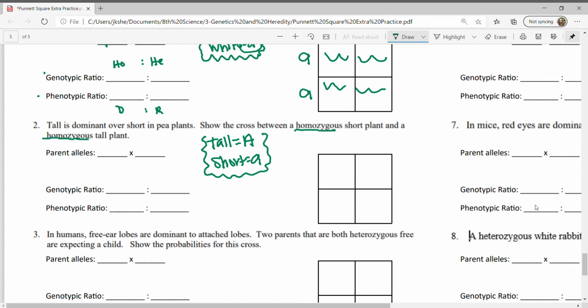So remember that homo means same. So if we have homozygous tall, that's the same alleles for tall, which would mean two dominant alleles. And homozygous short would mean the same alleles for short, which would be two recessive alleles. So you'll put one parent on one side of the Punnett square, the other parent on the other side of the Punnett square, and you'll fill out your information just as we have before.